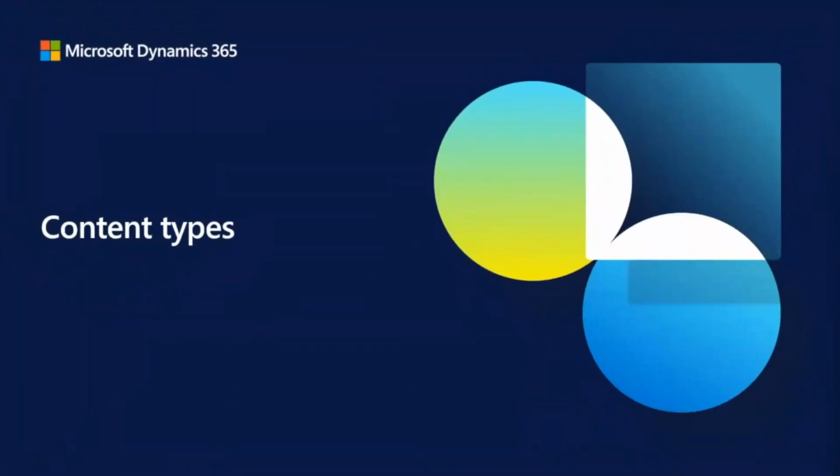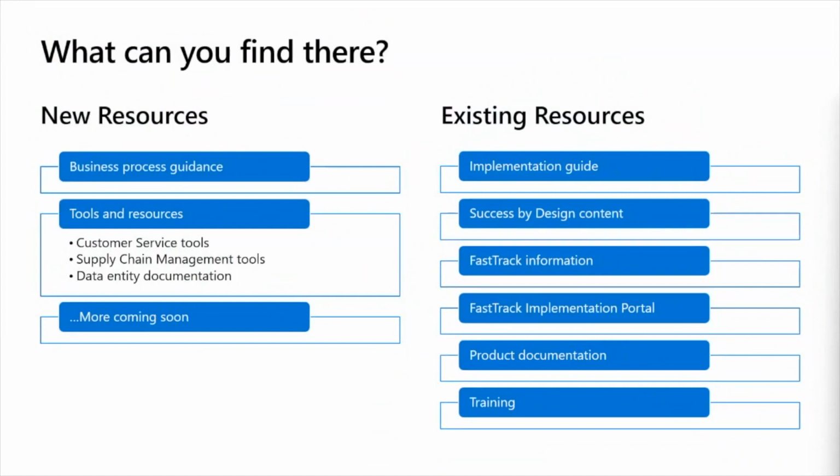So let's switch gears and talk a little bit about the various different types of resources that you can find on the Guidance Hub. You might be wondering what you can find on the Guidance Hub. There are a number of new resources available in the Hub, including the new business process guidance, which we'll be spending a little bit more time on today, but that's what our entire series is all about. So if you want to learn more about the business process guidance, I do invite you to join us in the future sessions.